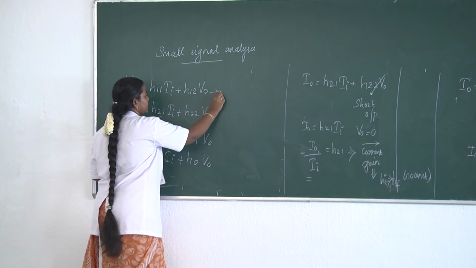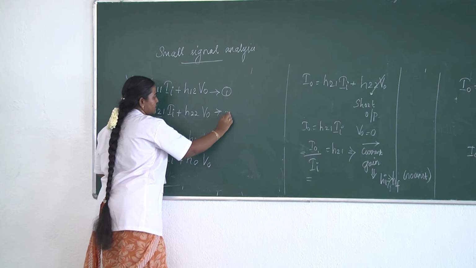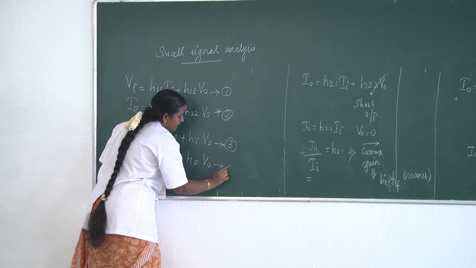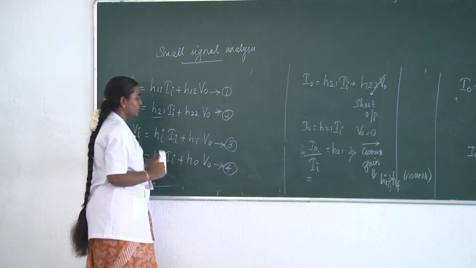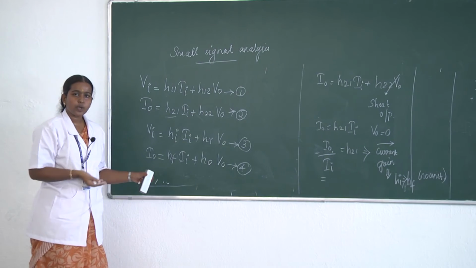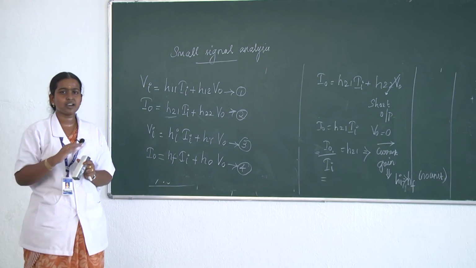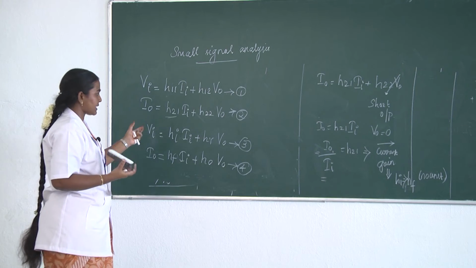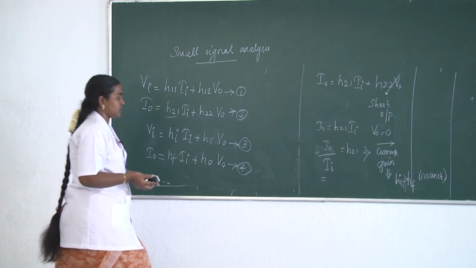So the equations 1 and 2 become like this, which can be named as 3 and 4. So from this equation, what we are going to do is, we are going to draw an equivalent circuit. So before drawing an equivalent circuit, let us have a simplification of this equation.